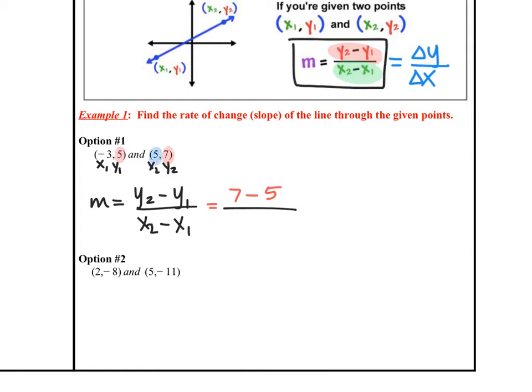5 minus -3. And this is why you have to be really careful. You have to start with the same points. If you're subtracting a negative, you do have to put 2 minus signs. So 5 minus -3 is what that says. That gets you 2 over, okay, 5 minus -3 is the same thing as adding. So this is really 5 plus 3, which is 8.